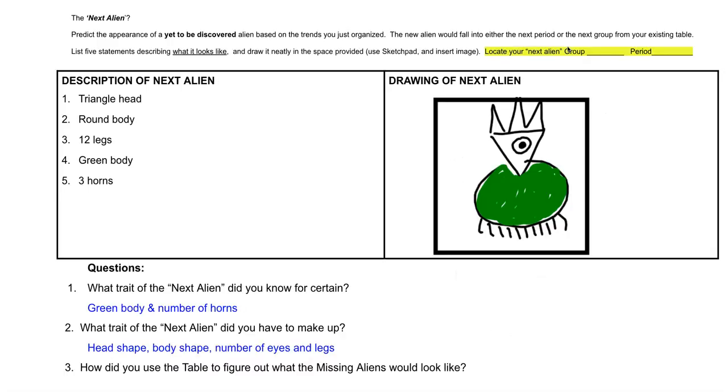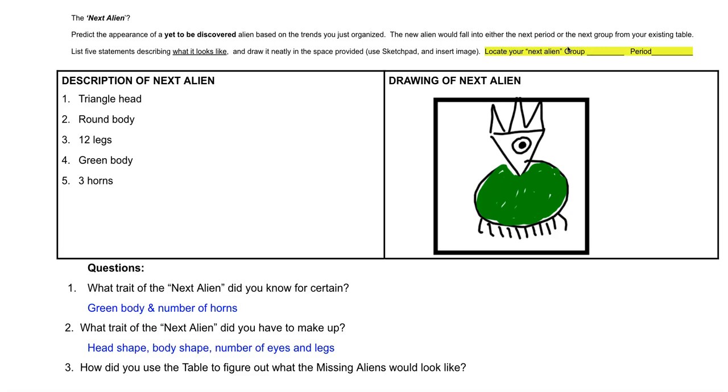All right? And then for the outlier, you're going to tell me where he lives. So this guy was actually group 3, and then period 2 is where we put him in our model. And so, draw him, what you know about him. So some things you have to make up. Like I knew that he was going to have a green body and 3 horns. But I had to make up the head shape, the body shape, number of eyes, number of legs, all that stuff. And then how would you use this periodic table to figure out what this missing alien would look like?